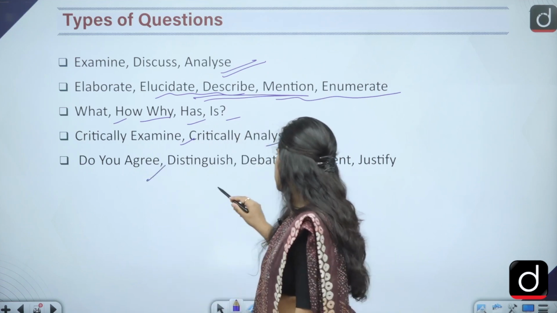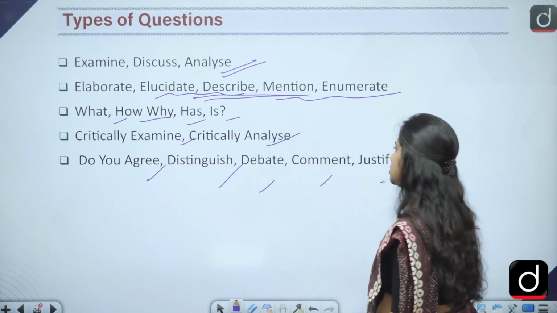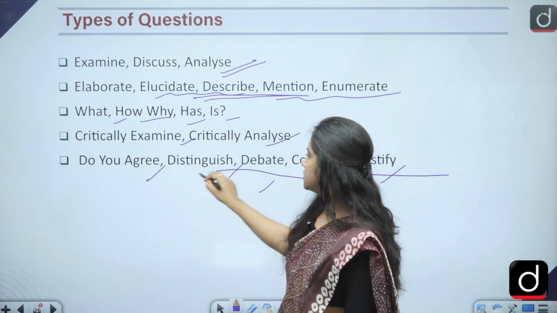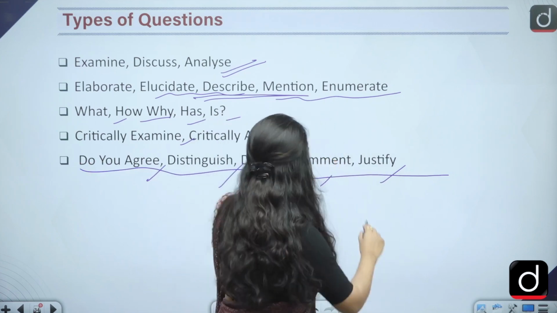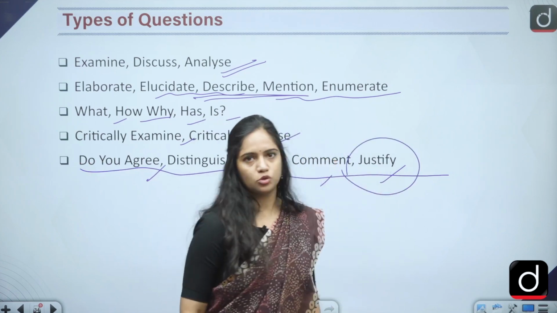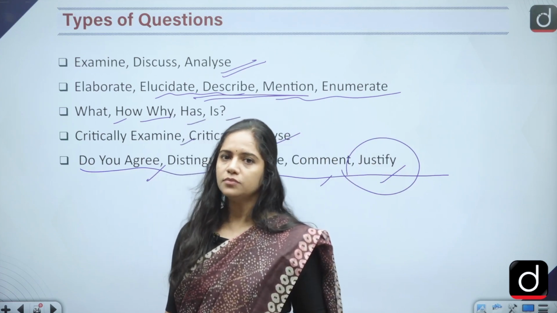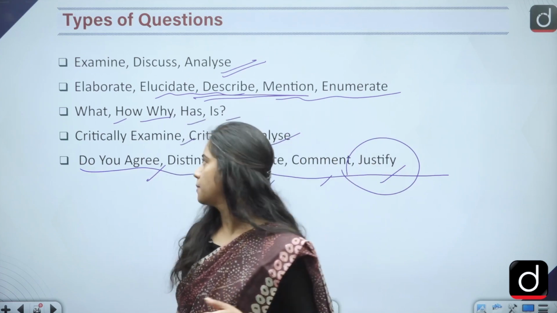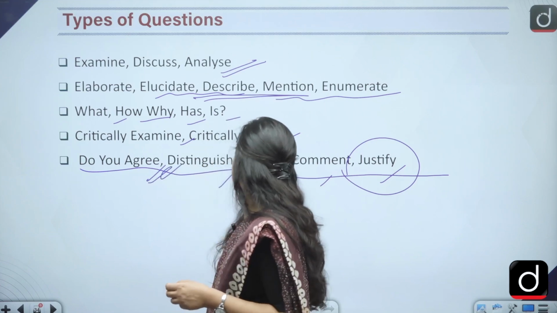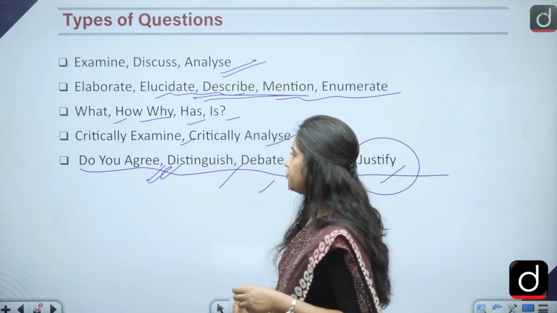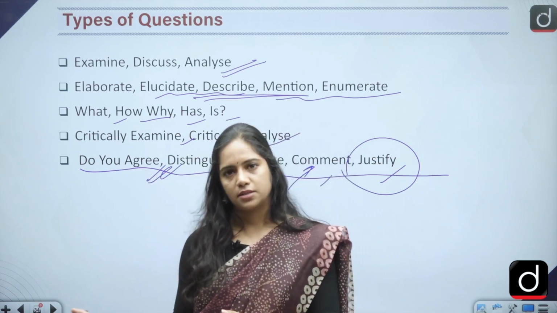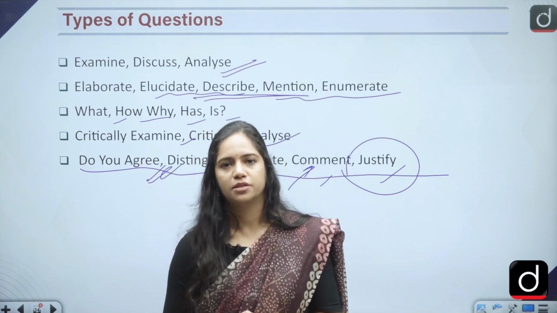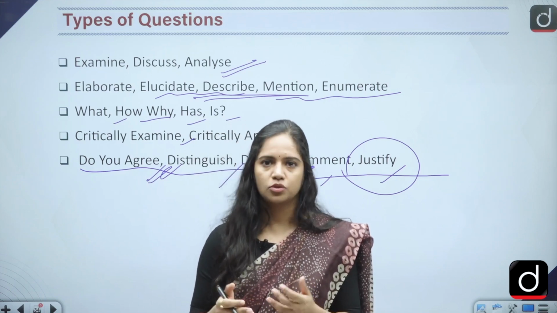Do you agree? Distinguish, debate, comment, justify. All these things are asking your point of view or the question's point of view. Like in justify, they would be giving you a statement and they would ask you to prove that statement with the help of examples and other things. Do you agree? Comment are asking for your viewpoint, but you don't have to say, okay, I feel this and this. They are not asking for your explicit viewpoint, and you are not entitled to give that also.